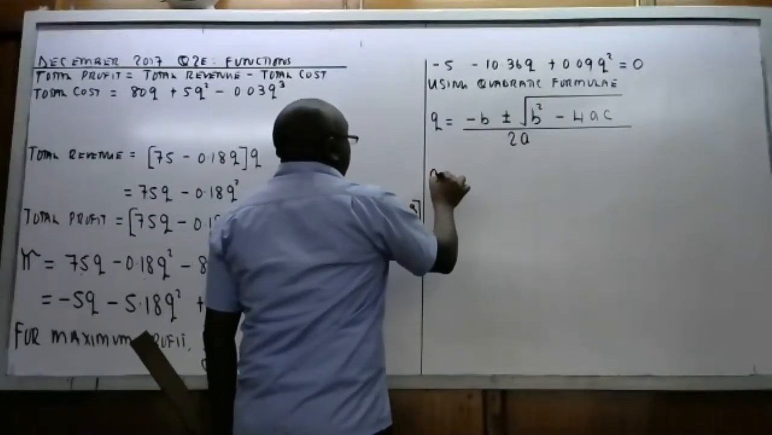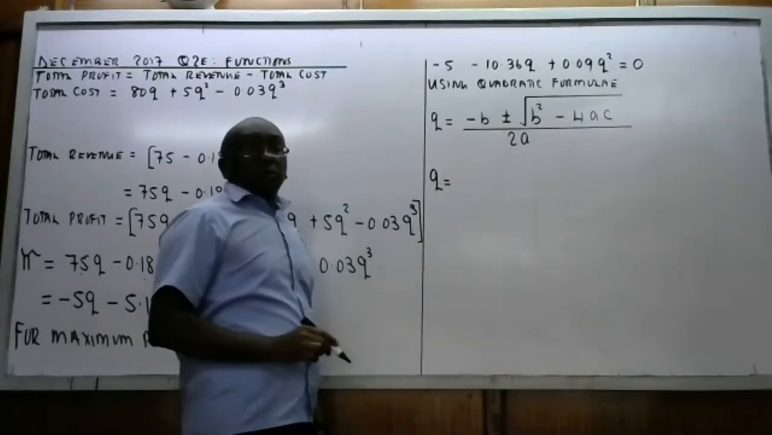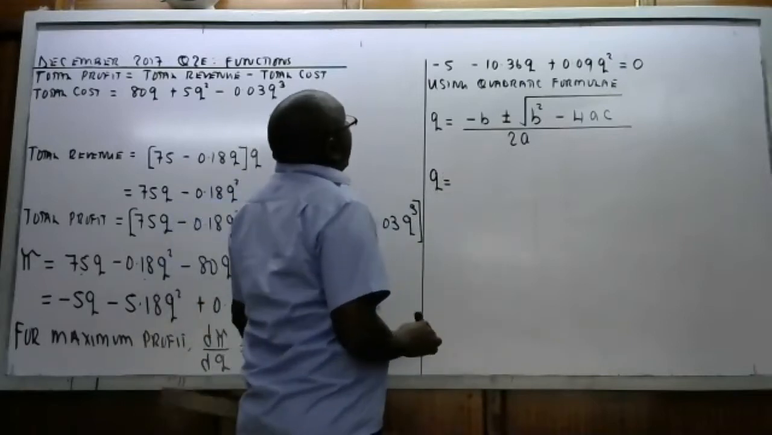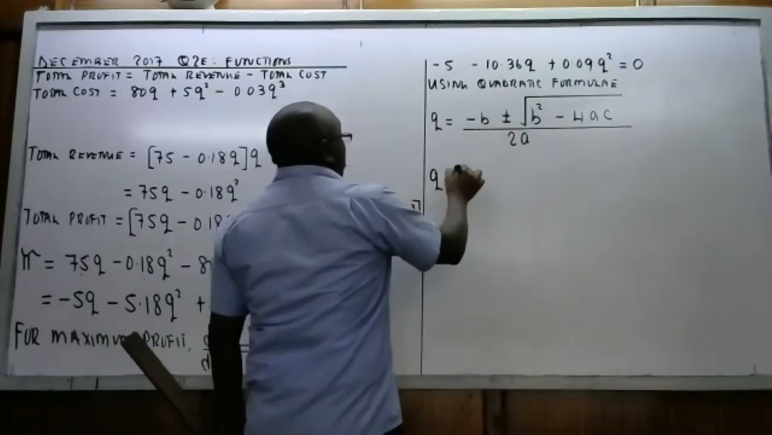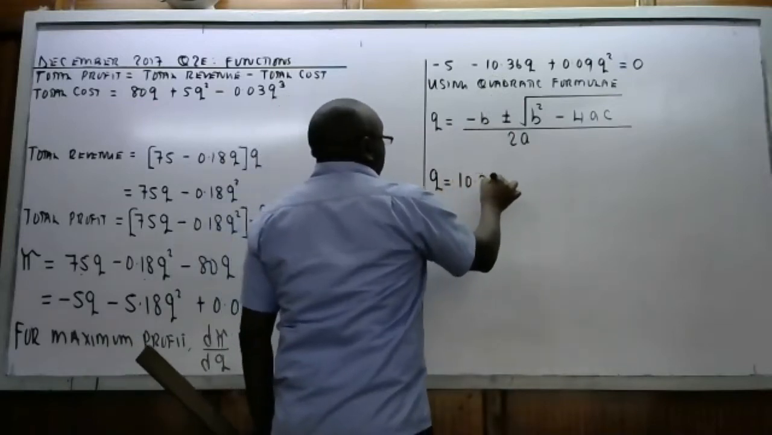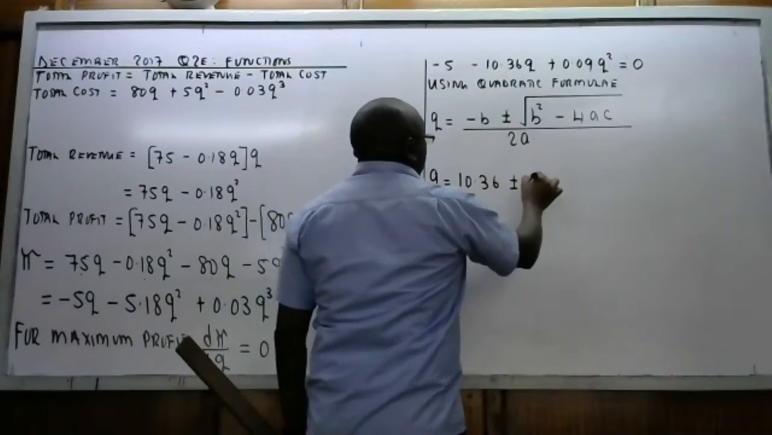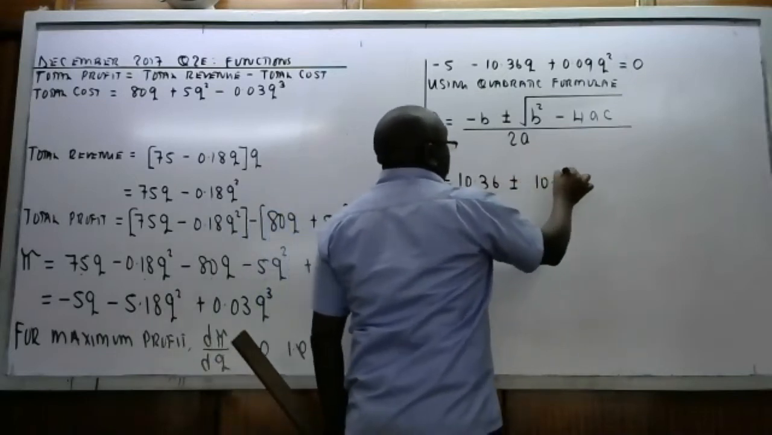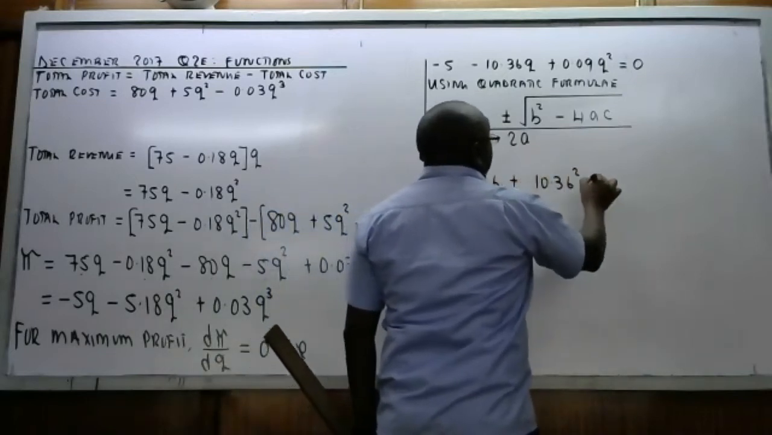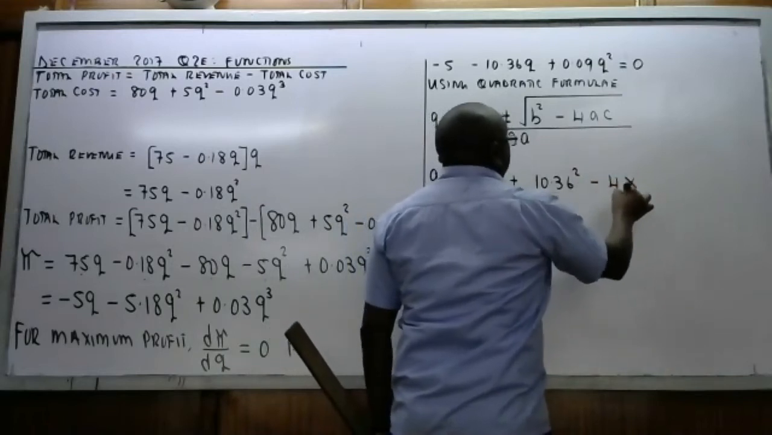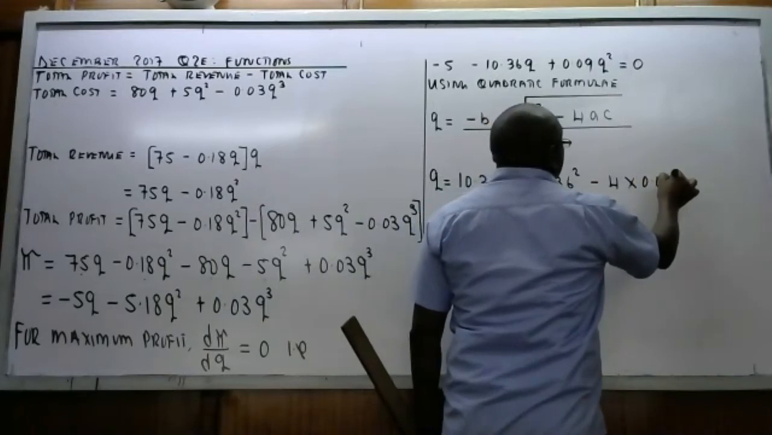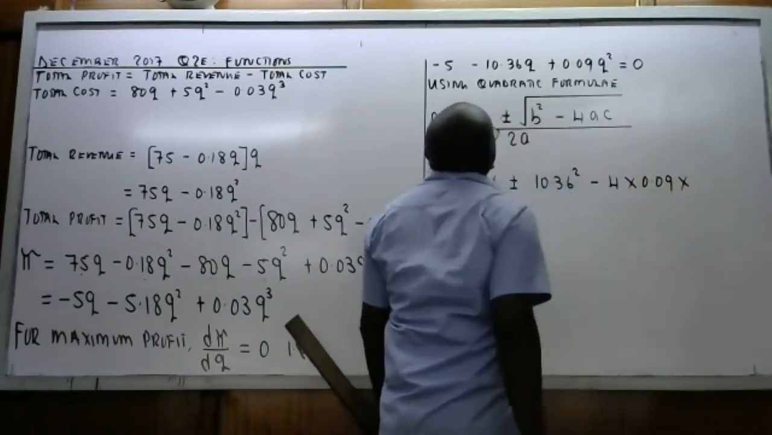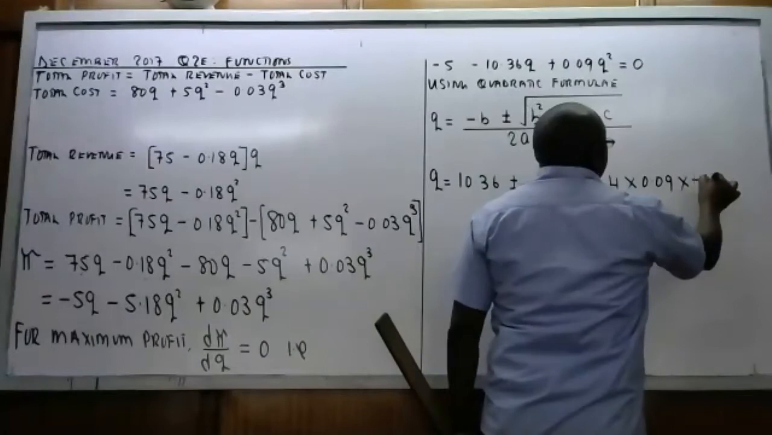So if we are together, then we say using the quadratic formula, we know that Q will be given as minus B plus or minus the square root of B squared minus 4AC, and then you divide by 2A. So this becomes Q is equal to minus B. B is this one, so it becomes plus 10.36 plus or minus the square root of 10.36 squared minus 4 times A, A is 0.09, times C, which is minus 5.